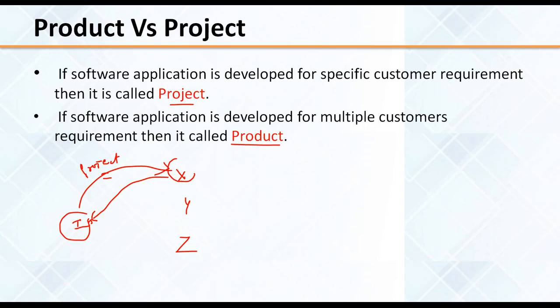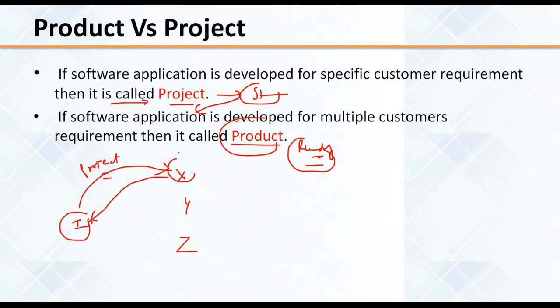A product is nothing but software which is developed for multiple customers, whereas a project is an application which is developed for a specific customer. That's the difference between product and project. You can say it simply: project means stitched clothes and product means ready-made clothes. This is a simple real-time example. Ready-made clothes can be purchased by anyone, but the stitched clothes can be taken by only one person. So this is specific to a project.